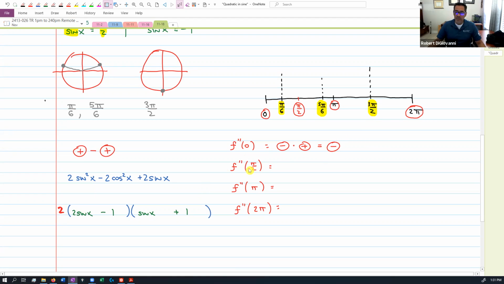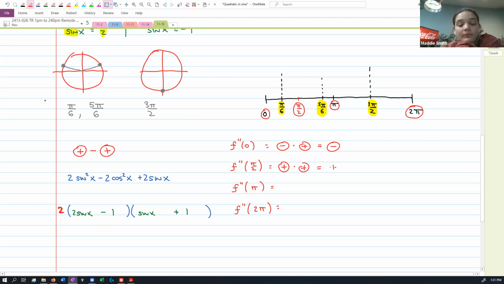Pi over 2. I've got to plug pi over 2 in. Okay, what's sine of pi over 2? So pi over 2, straight up, y coordinate? 1. Okay, so this is 2 times 1 minus 1. That's 0? So positive? Times, and now here, sine of pi over 2 is 1, plus 1 is 2. Get another positive.